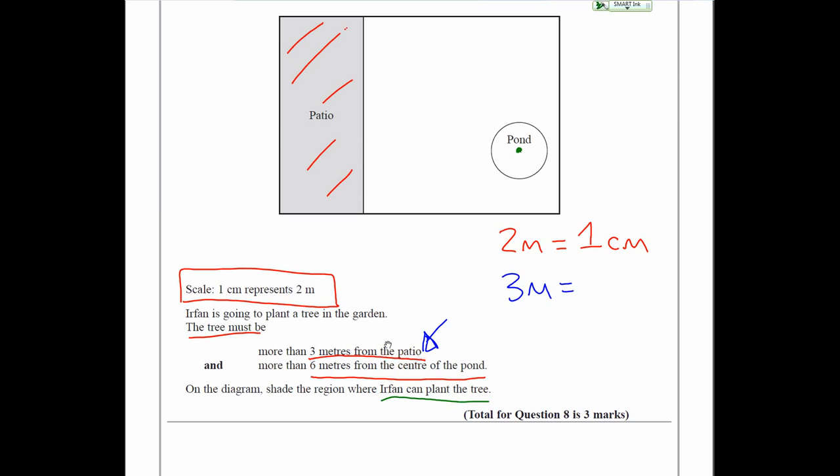Now if 2 meters is 1 centimeter, 1 meter you're going to get by halving it, half a centimeter. So 3 meters is going to be 1.5 centimeters. So you're going to get your ruler, you're going to measure 1.5 centimeters here, you're going to measure 1.5 centimeters here. Then you're going to draw a perfectly straight line. Just pretend. Now we want it to be more than 3 away from a patio, so we want to aim this direction away. Next bit of information I'm going to do in green.